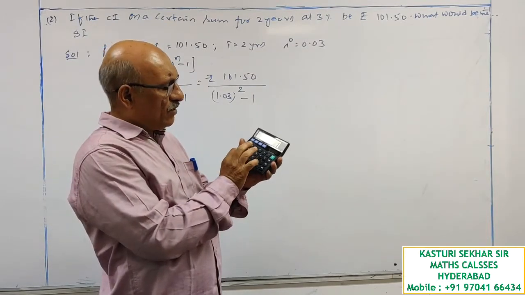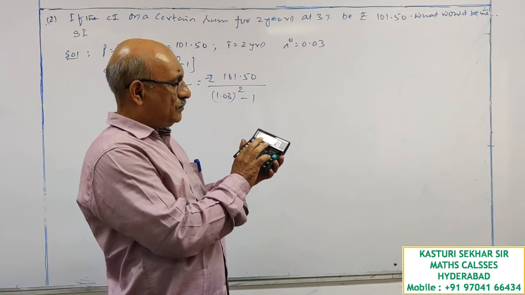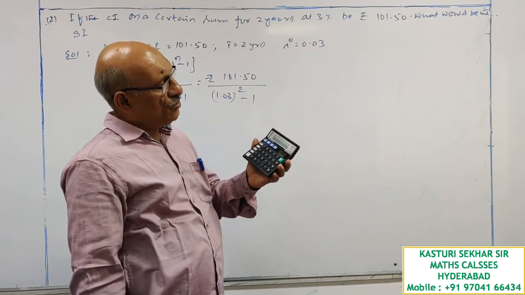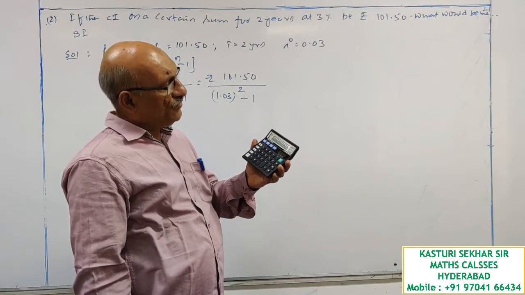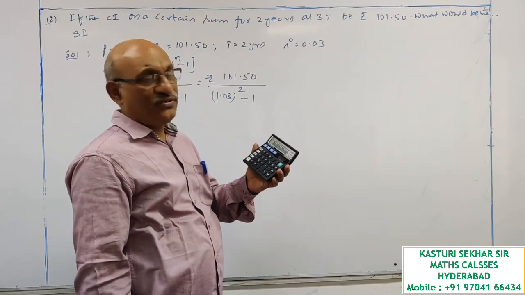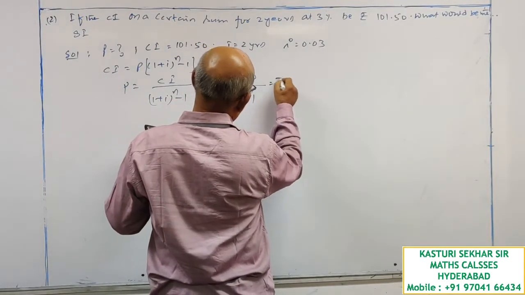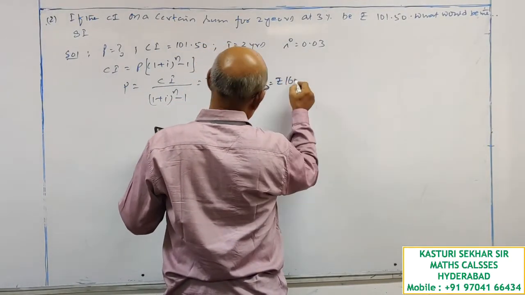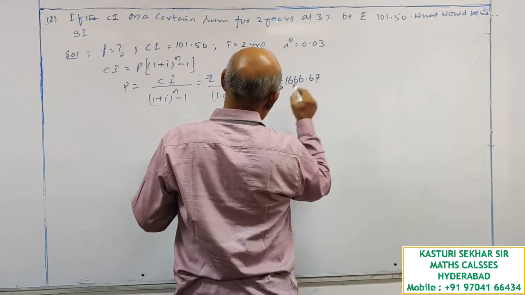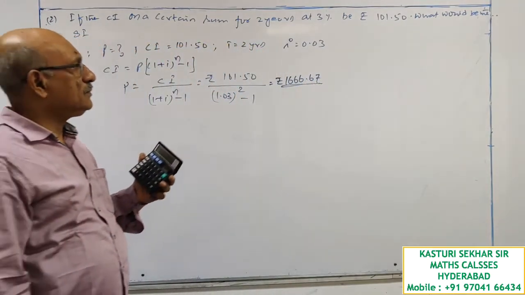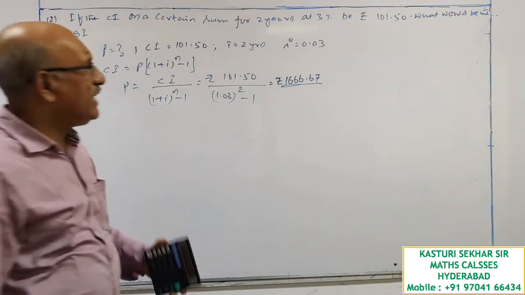Go to the numerator, 101.5 divided by MRC is equal to 1666.6666 recurring. So this is equal to rupees 1666.67. Principal is calculated.